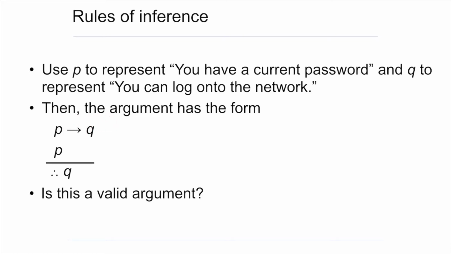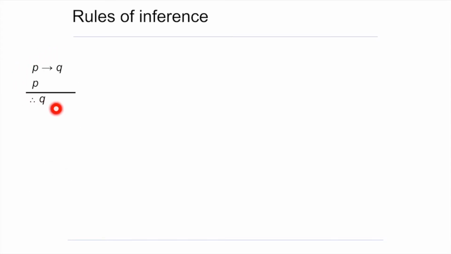So remember that for us to prove that the argument is valid, what we need to prove is if the premises are true, then the conclusion will be true. Okay? So let's see how we can do that. This is what we are trying to prove, that this form is a valid form. Is this a valid argument? Remember, we have to prove that if the premises are true, the conclusion is also true.